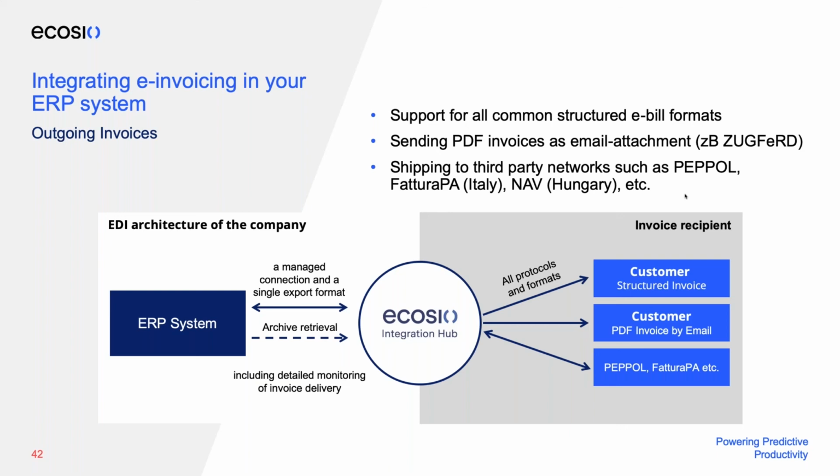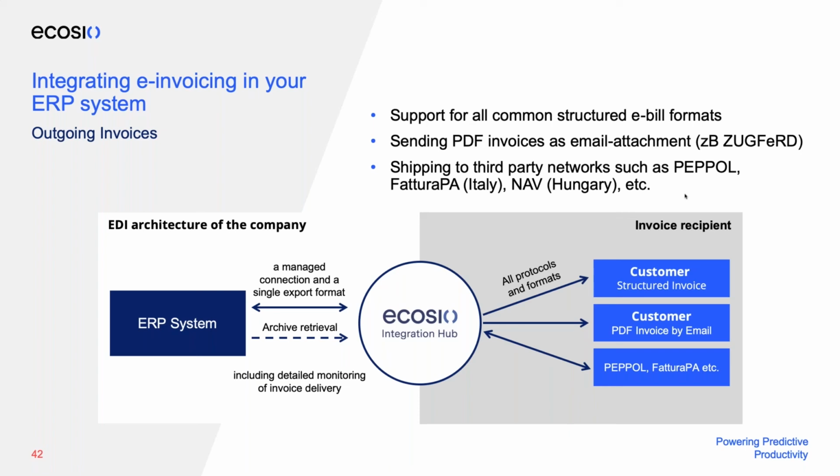So in regard to integrating e-invoicing in your ERP system, an outgoing flow typically looks as follows. The ERP system exports one single export format, which could, for instance, be IDOC in case of SAP, or any other export format of choice, such as CSV or XML and the like. The integration hub translates into the right format of the recipient and then delivers through the preferred protocol of the customer, such as, for instance, AS2 or PEPPOL, or even PDF invoices using email.